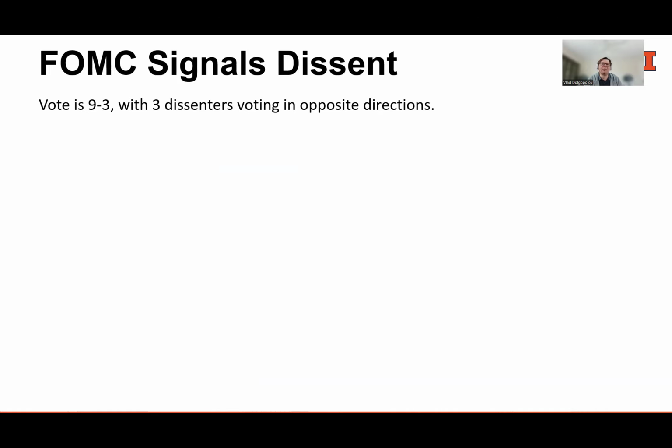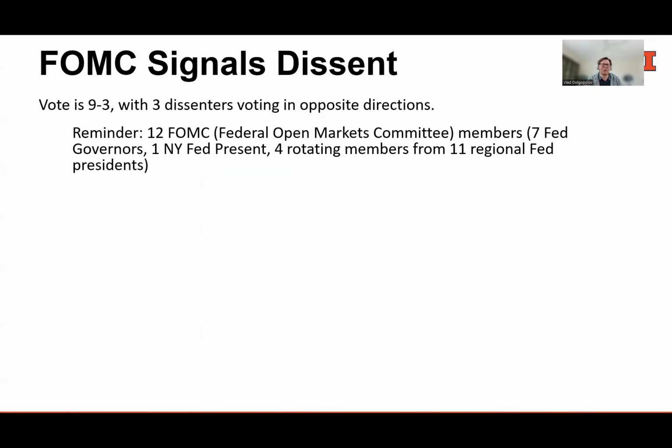And so the dissent is significant. As a reminder, the Federal Open Market Committee, FOMC, has 12 members. Seven of them come from the Federal Reserve's Board of Governors. The New York Fed president is always a vote on the committee. And the other 4 members are rotating members from the 11 regional Fed presidents. So those 4 members will change from time to time.